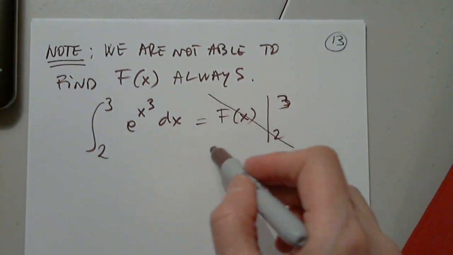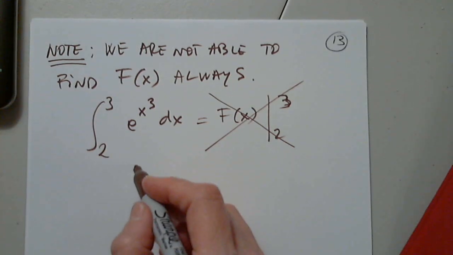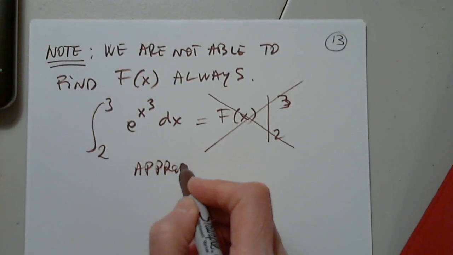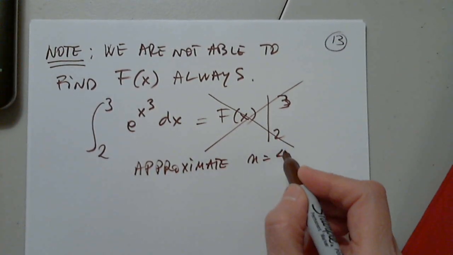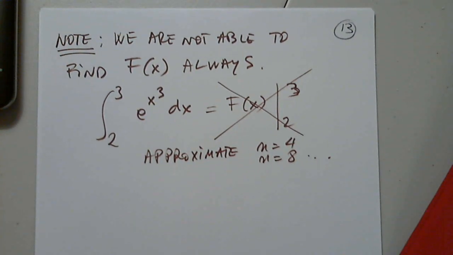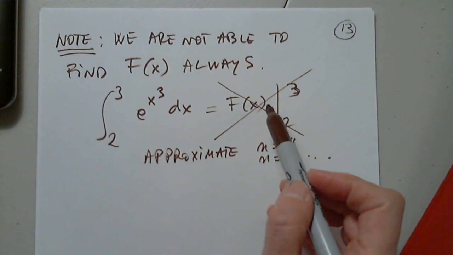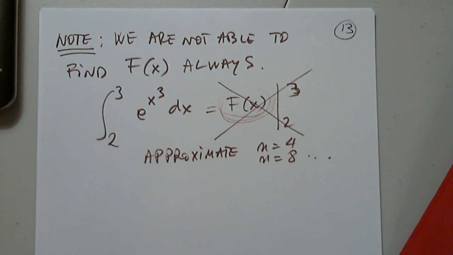No one. It exists, but no human being can find it. We will be able to approximate with whatever, n equals 4, n equals 8, whatever number of subintervals. But we're not capable of finding the antiderivative and finding this exactly.